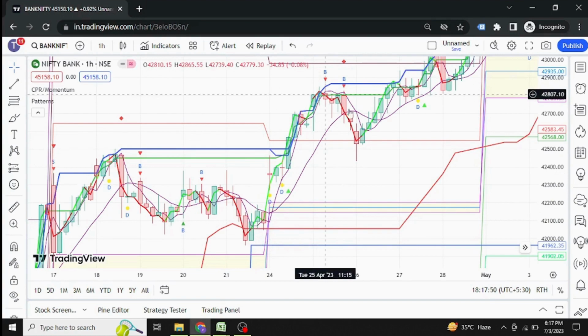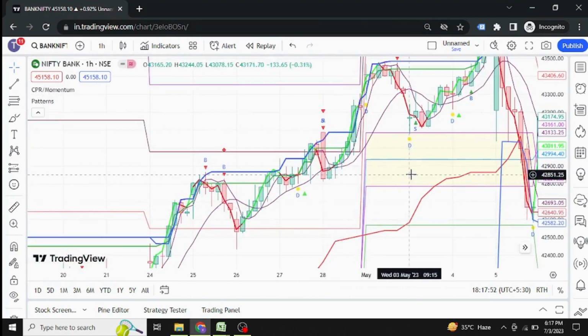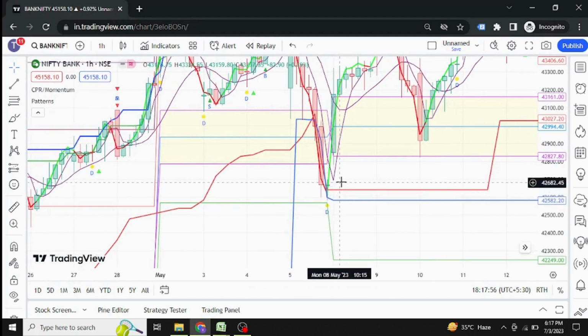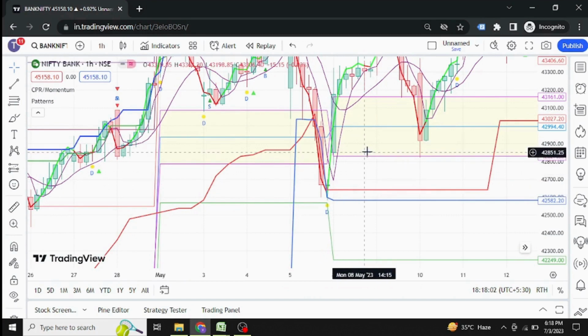Okay, let's make. Yeah, this one was something. This was a big candle, and here it found a support, and from this line it bounced back. There was a reversal happening. So somebody who might have taken it and kept their stop loss over here.